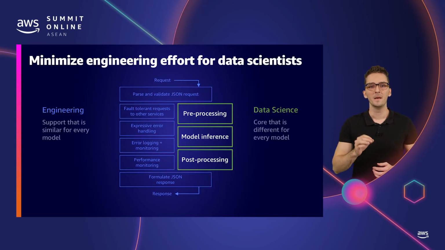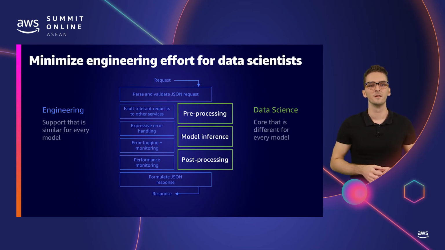Secondly, minimize the engineering effort for data scientists. For every model deployment, there are 2 major work packages, the engineering and the data science. The engineering is the part that makes the model usable while ensuring that it's efficient, scalable, observable, and fault-tolerant. The data science is the core of what the model does. It defines the pre-processing, the inference, and the post-processing. It's the bread and butter of the data science work.